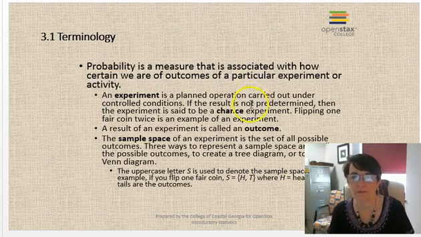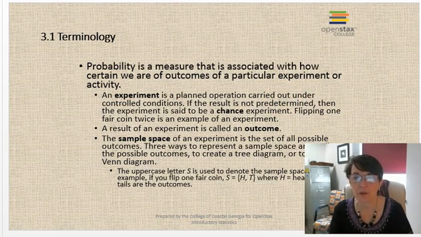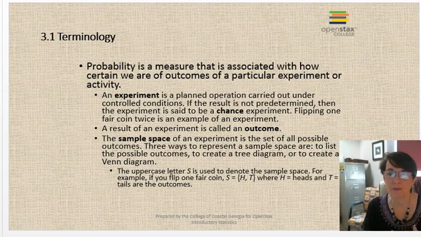Starting with terminology. Probability is really associated with how certain we are that certain outcomes will happen. To discuss this, we need to make sure that we understand some terms and how they're used in probability. An experiment, we understand what a scientific experiment is, but an experiment in probability is what is actually going to happen under controlled circumstances. And the experiment is said to be a chance experiment if the result is not predetermined. And the result of that experiment is our outcome.